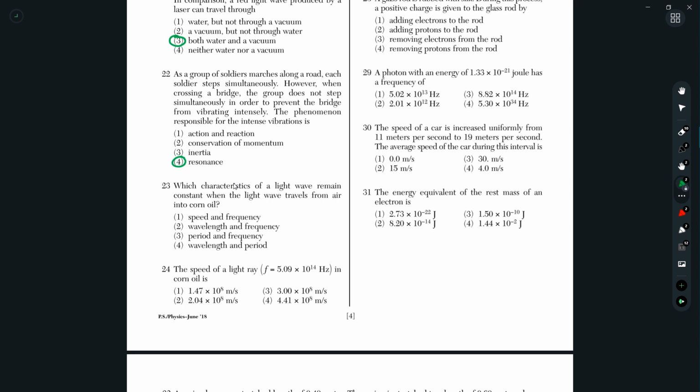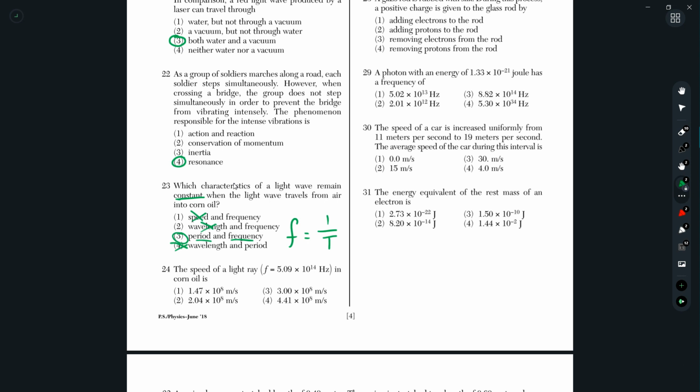What characteristics of a light wave remain constant? Okay, frequency has to be one of them, so 4 is out. The speed changes, the wavelength changes. Frequency and period, because they are literally linked to each other, frequency is 1 over the period. So if frequency changes, period has to change.